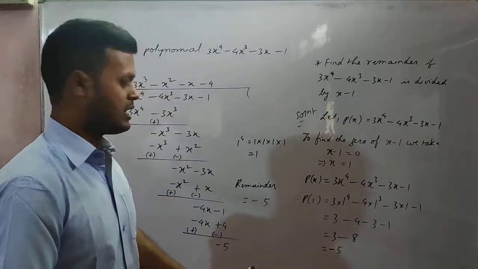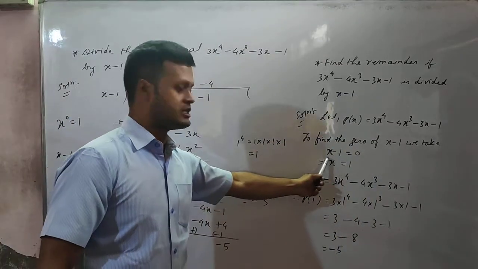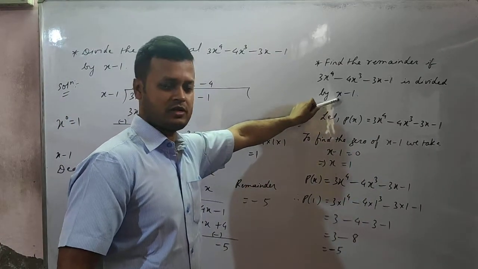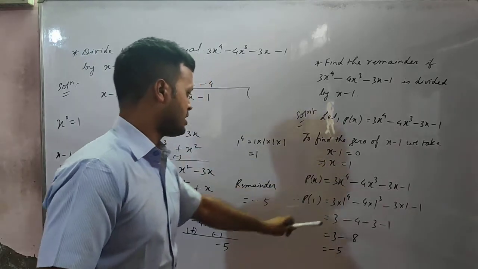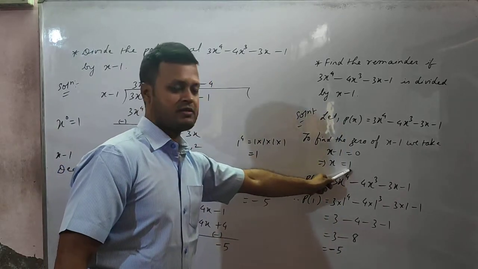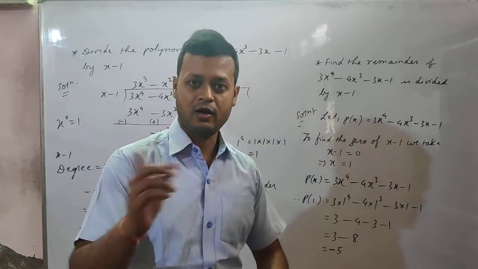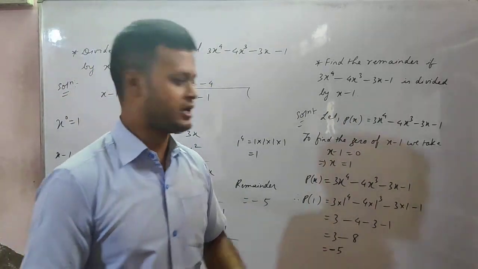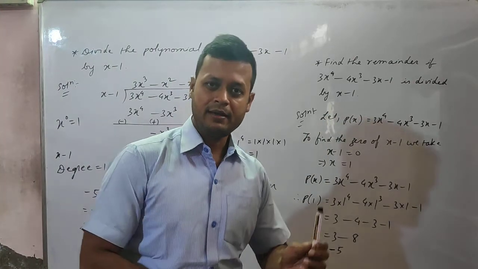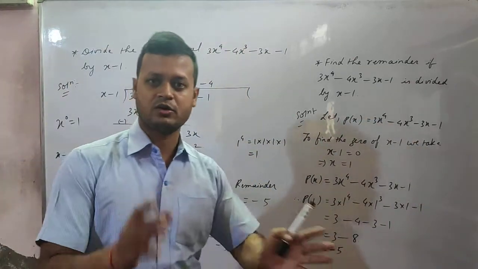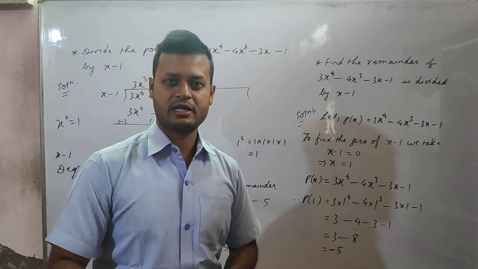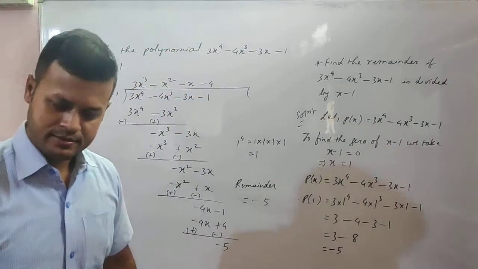Okay, so you see what we are doing is that we are finding out the zero of the divisor. This is the divisor x minus 1. We are finding out the zero of the divisor, and we are putting the zero of the divisor in the dividend, isn't it? We will get the remainder. Now let us go to the remainder theorem. Why am I discussing all these things? Because all these things will be necessary once you enter the remainder theorem.